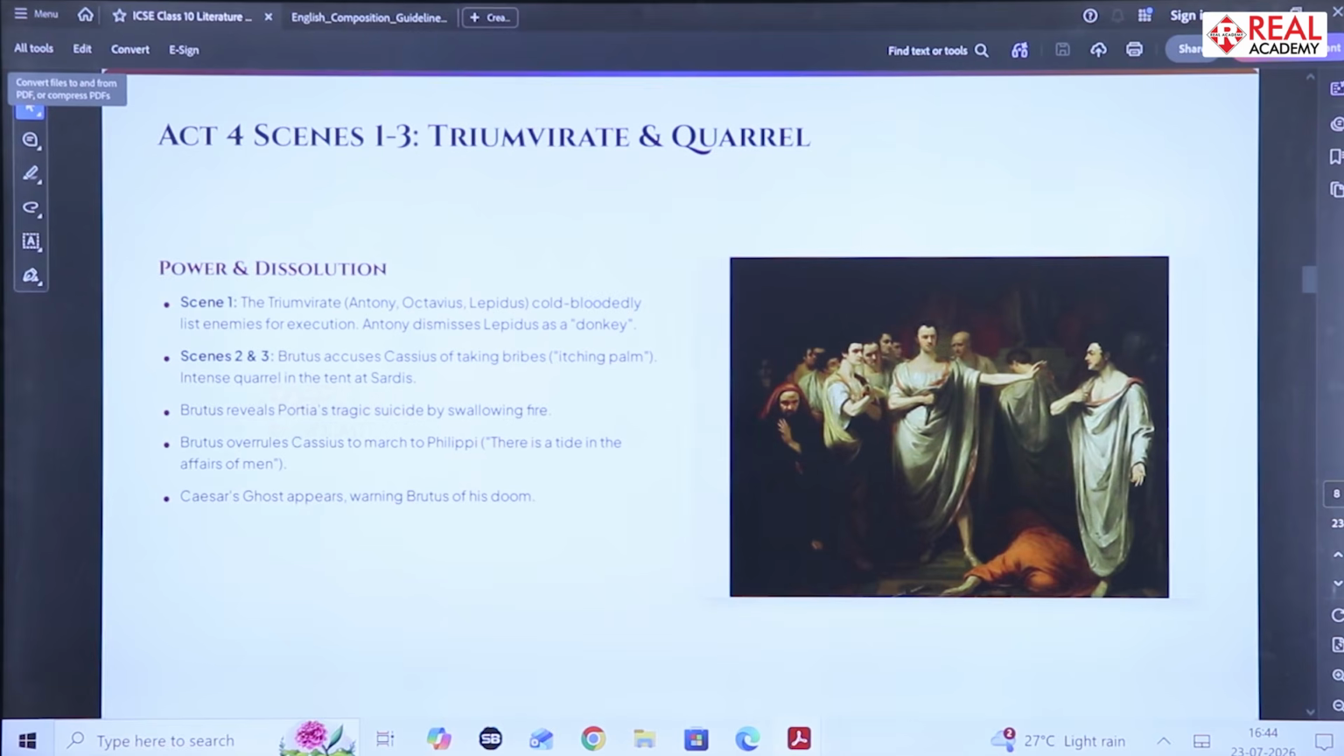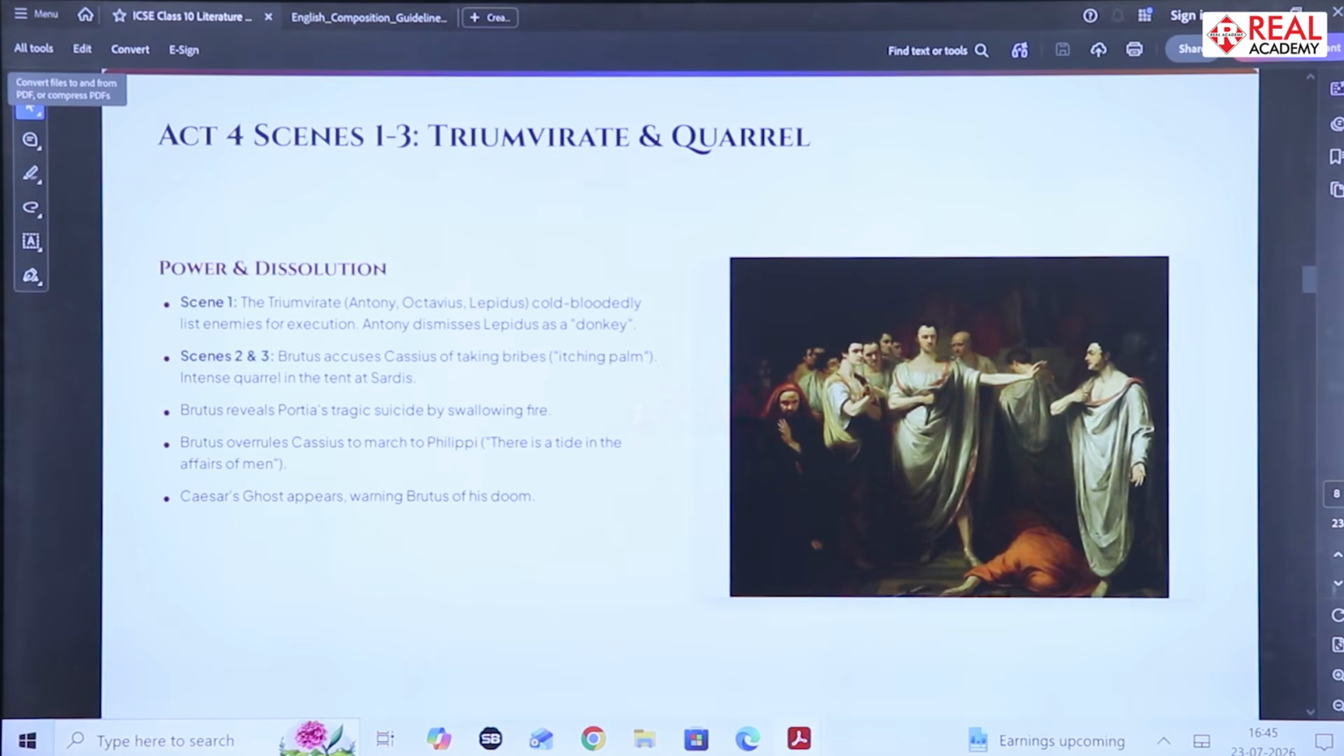Act 4, Scene 1 takes place in Mark Antony's house after the assassination of Julius Caesar. This scene marks the beginning of a new phase in the play where Antony emerges as a powerful and ruthless leader. The scene opens with Mark Antony, Octavius Caesar, and Lepidus meeting to form the second triumvirate, an alliance to rule Rome and punish Caesar's murderers.